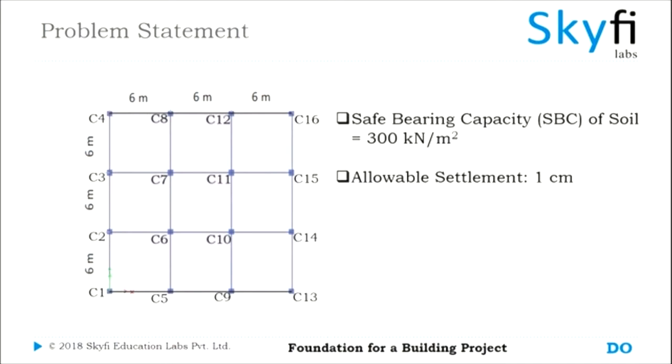Hello guys, my name is Nitish Kumar Rana and in this video I will be designing mat footing for the tall building design which I have designed earlier. As you can see, the plan of this building is 18 meter cross 18 meter and there are 16 columns. The safe bearing capacity of the soil will be 300 kilonewton per meter square and allowable settlement in this case will be 1 centimeter.